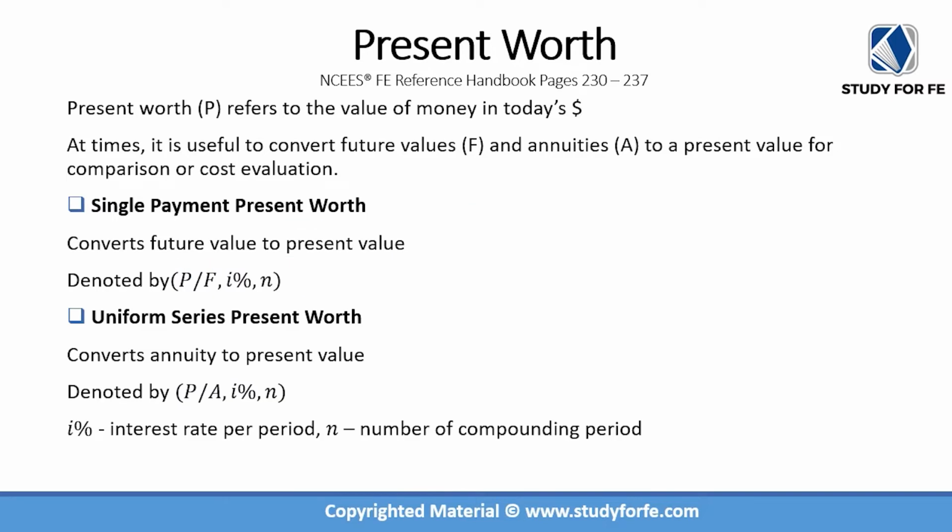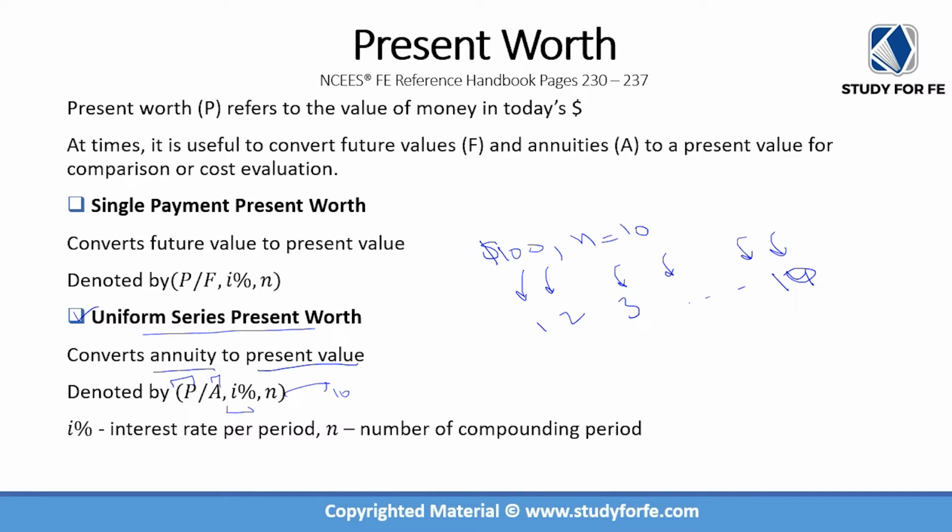The next factor is called the uniform series present worth, and it basically converts annuity to present value. Now in the previous example, let's say that if someone was giving you $100 every year for n is equal to 10 years, right? So if $100 are being given to you in year 1, in year 2, in year 3, all the way up to year 10, then how can you actually convert all of these annuity payments that are being made to you into one lump sum value in today's dollars? We can do that by making use of the uniform series present worth factor, which calculates P given A. A is annuity. You have to know the interest rate and the number of years, which is 10, and the interest rate would be specified. So all of these annuity payments can then be converted into one single payment in today's dollar using uniform series present worth.